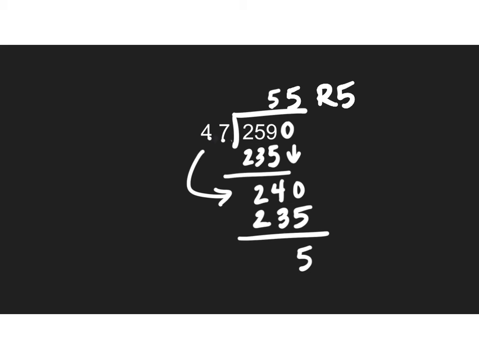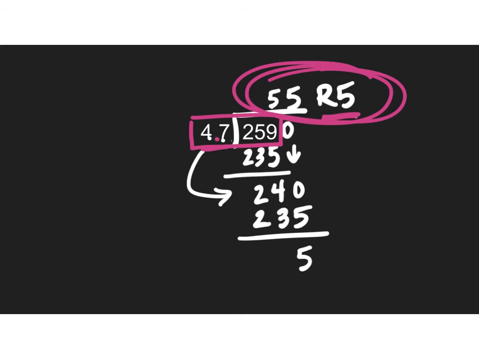I don't have to do anything to my quotient. I don't need a decimal. This is my answer. The answer to 259 divided by 4.7 is 55, remainder 5. Now, remember, this is a little bit confusing because it's like, wait, my remainder is bigger than my dividend. Remember, my dividend became 47. So here we are. All right, one last example.